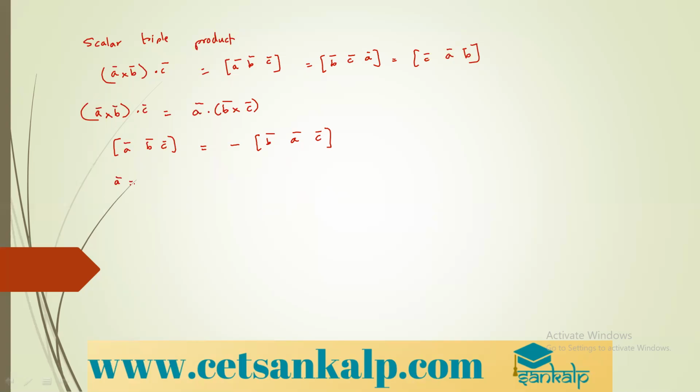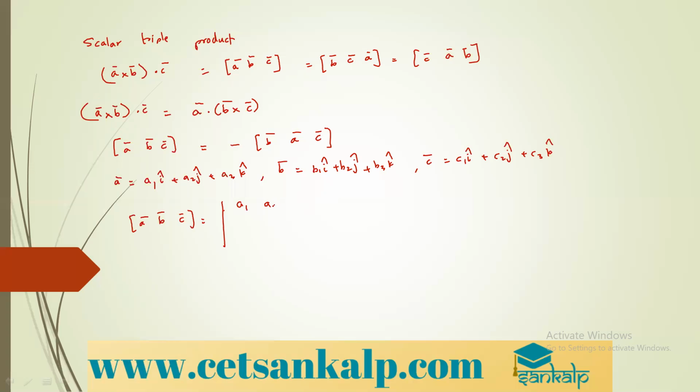If vector a is given as a1 i plus a2 j plus a3 k, vector b as b1 i plus b2 j plus b3 k, vector c as c1 i plus c2 j plus c3 k, then box abc can be found in an easy way by finding the determinant of a1, a2, a3, b1, b2, b3, c1, c2, c3.